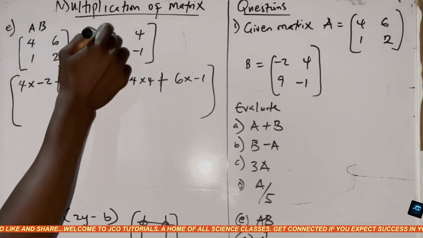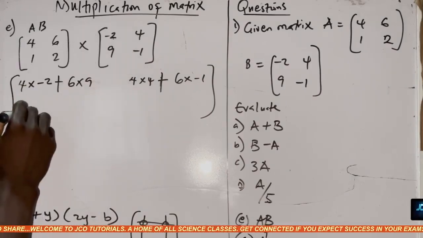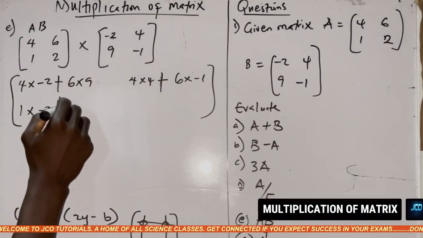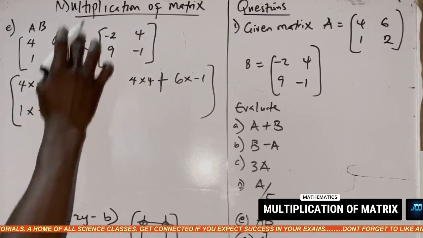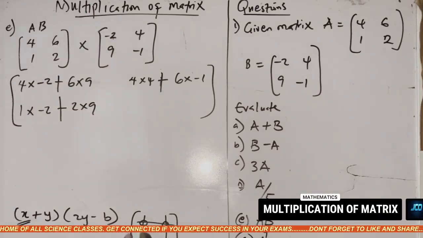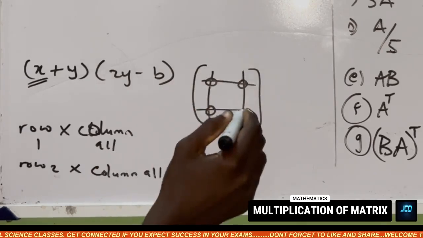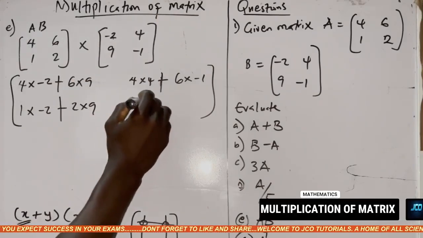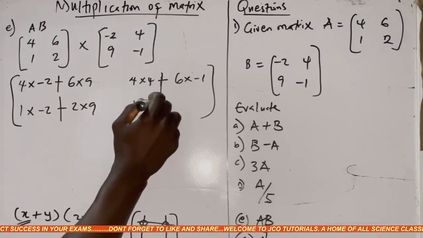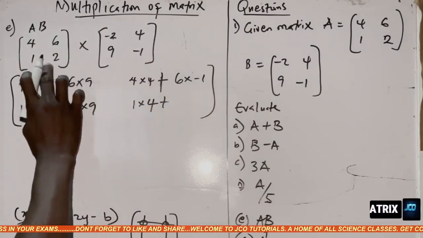1 times the first column. 1 times minus 2, plus 2 times 9. So this is second row, first column. It gives you the third one there. Then the same second row, second column gives you the last. Second row, second column: 1 times 4, 4, plus 2 times minus 1, minus 2.